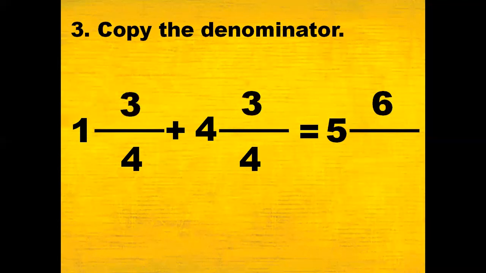Third step, copy the denominator. 1 and 3/4 plus 4 and 3/4 are similar fractions, meaning they have the same denominator, and their denominator is 4. So we just need to copy 4.